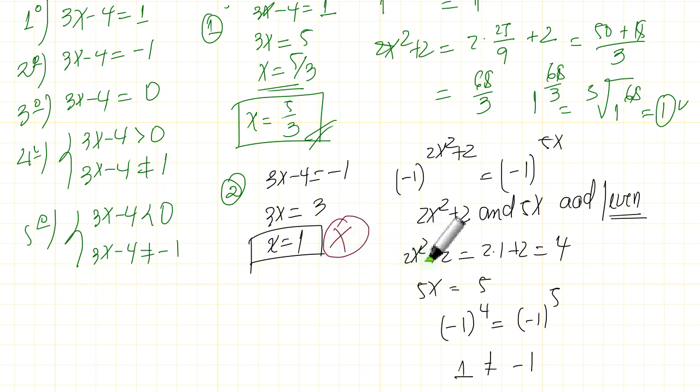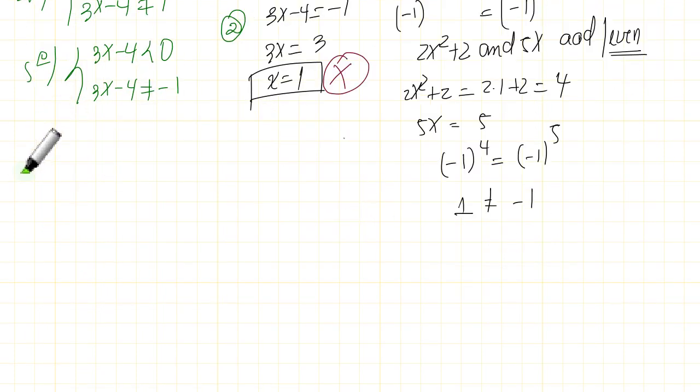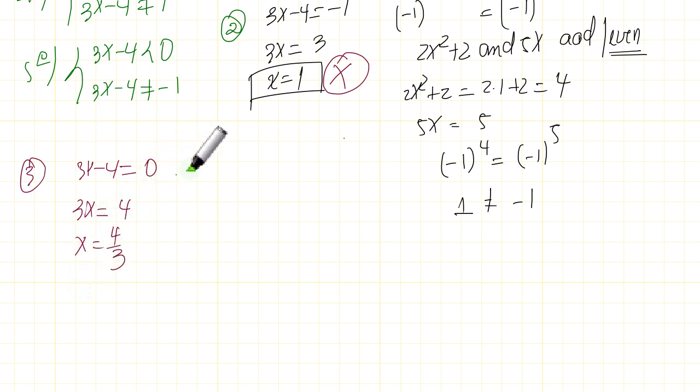Okay, now let's move on to our third case, which is when 3x minus 4 is equal to 0. So we're gonna have then 3x is gonna be equal to 4. So x is gonna be 4 divided by 3, right? So now let's check. Then we will have 0 to the power of 2x squared plus 2 equals 0 to the 5x, right?